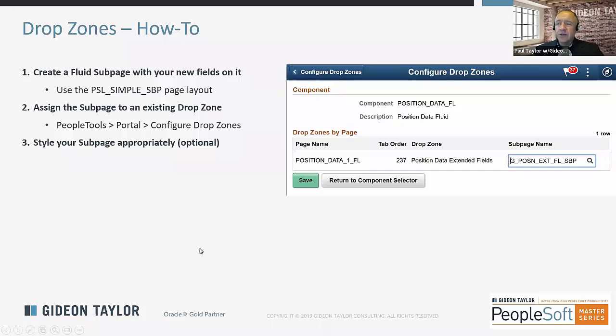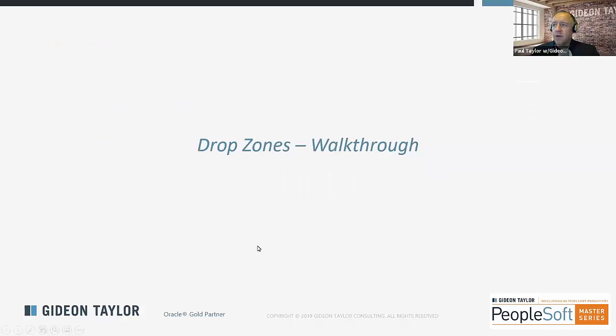So here is a quick how-to, which we will then run through a video of. The steps we're going to go through are to create a Fluid subpage. This is for a Fluid drop zone. A Fluid subpage with your new fields on it. You're going to use the PSL Simple subpage page layout. You're going to then assign the subpage to an existing drop zone, and then you can style the subpage as you wish, which we're not going to do in this brief demo.